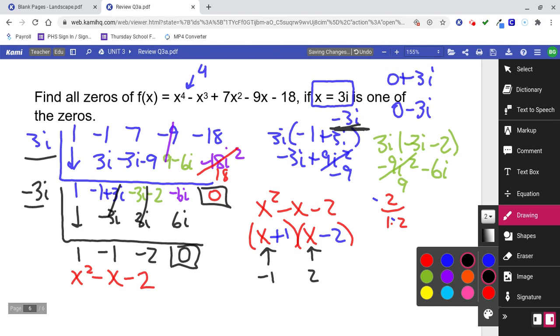So put it all together. We said there were going to be 4 zeros. Well, we've got all 4 of them. We've got 3i, negative 3i, negative 1, and 2.